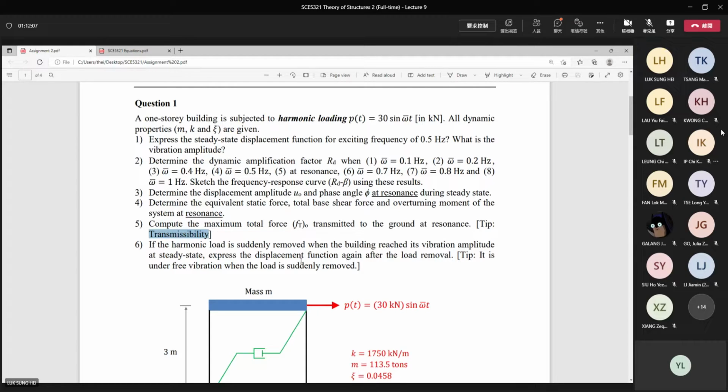Transmissibility. And then part 6 is quite special. In part 6, if the load is removed suddenly, if this harmonic force is removed suddenly, I ask you to find the displacement response again.